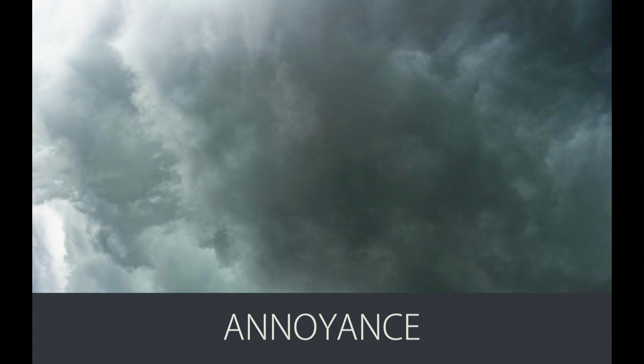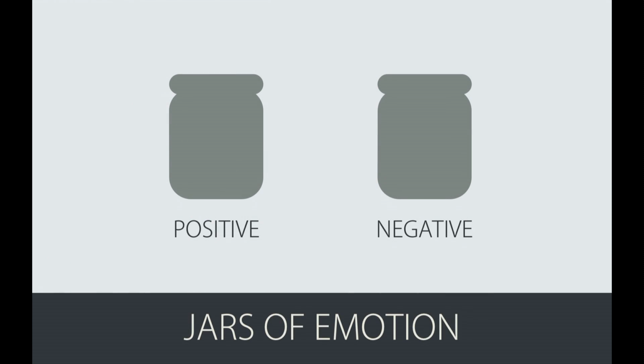Here's a way to visualize this. Imagine we have 2 jars side by side. One is a positive jar and one is a negative jar. If we trigger a positive emotion because we are excelling at a design principle, we put 1 marble in the positive jar. If, on the other hand, we trigger a negative emotion because we are ignoring a design principle, we put not 1, not 2, but 3 marbles in that negative jar.